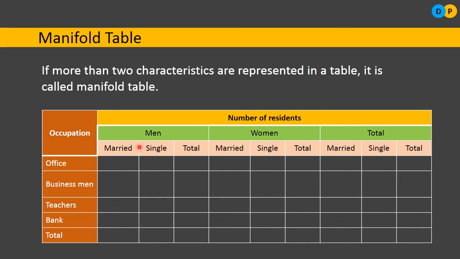Here either stubs or captions are divided into two or more parts. Please notice, occupation is not divided into further rows, but we have divided the column into further columns. Men is further divided into married and single. Similarly, women is further divided into married and single. So in a manifold table, stubs or captions are divided into two or more parts. So this is what a manifold table means.